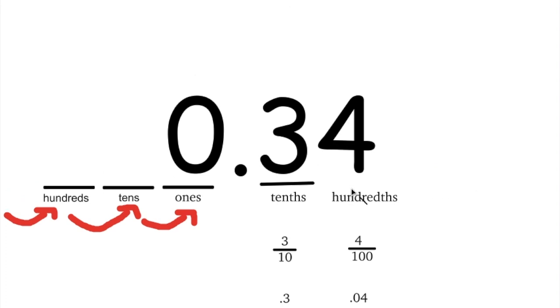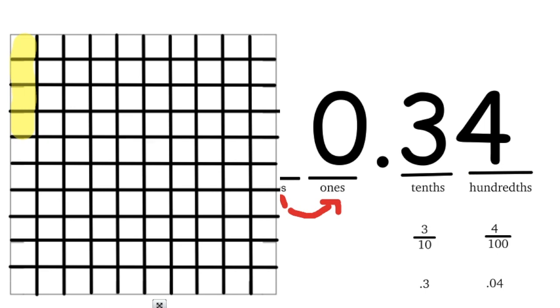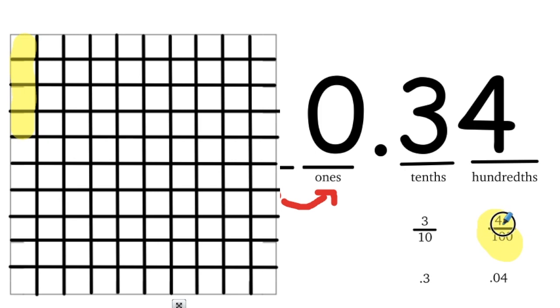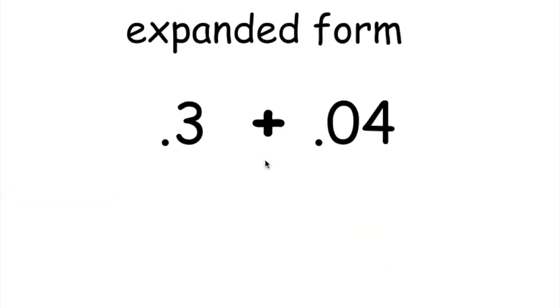hundredths. This 4 is in the hundredths place. So it could be represented as 4 hundredths or 4 hundredths written in decimal form. Notice the decimal point here, followed by 0 in the tenths place and 4 in the hundredths place. So to put that in expanded form, we would have 3/10 plus 4 hundredths like this.